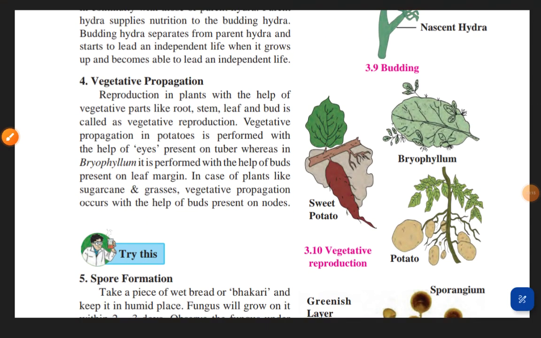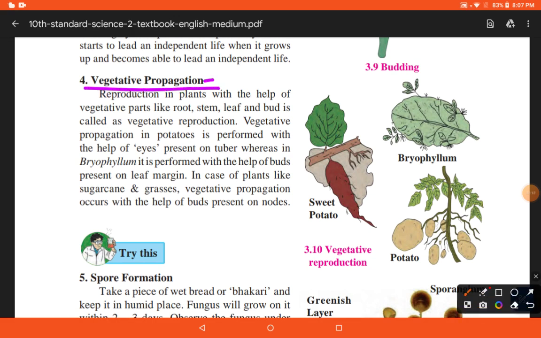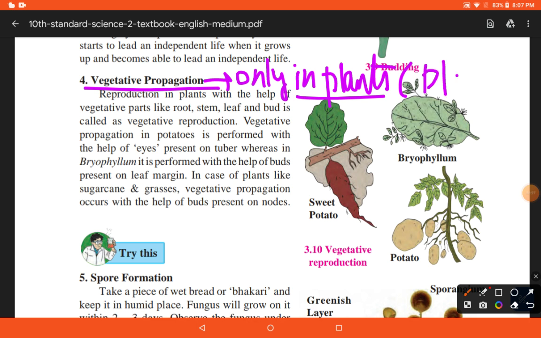Now vegetative propagation. Remember that vegetative propagation occurs only in plants, not in any other organism, only in the kingdom Plantae. In this, the reproduction will not take place through any reproductive part of the plant. It takes place in a part of the plant which does not normally perform reproduction, like parts of the stem, parts of the leaves, the buds and roots. That is when we call it vegetative propagation.